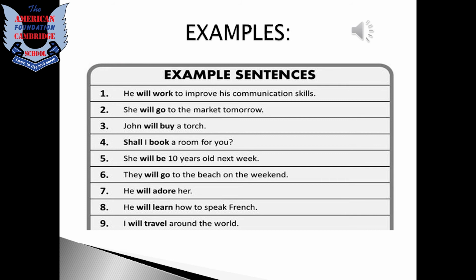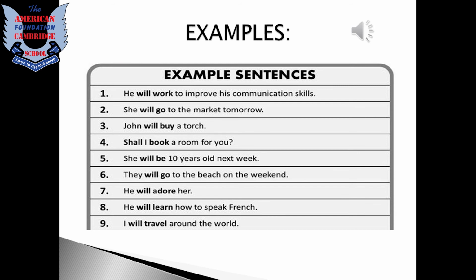Let's drill some example sentences of simple future tense for our practice. Number one, he will work to improve his communication skills. It's a plan that he's planning to improve his communication skills. Number two, she will go to the market tomorrow. It's a plan for next day. Number three, John will buy a torch. It's definite. It's a fact that he's going to buy a torch.